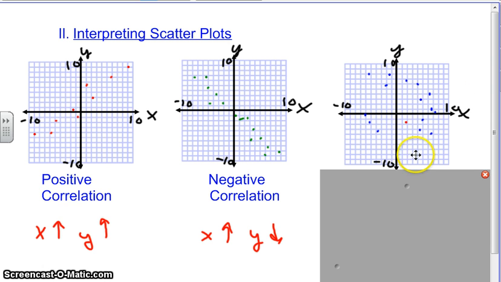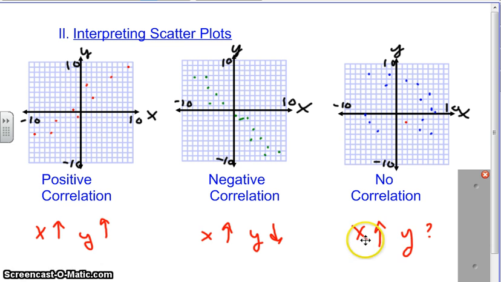And in our final example, look at this, it's really random looking. As the x's increase, I don't know if I'm going to have a y value above or below the x-axis, right? So what kind of correlation? None. So as x's increase, y's are doing what? It's like a question mark. I don't know what it's going to do. It's very random. So we would say there's no correlation.